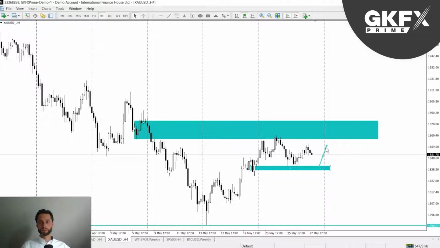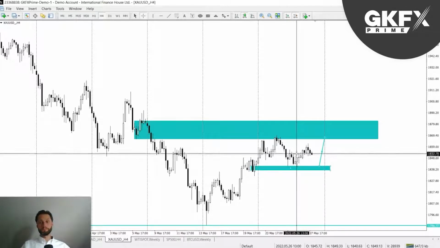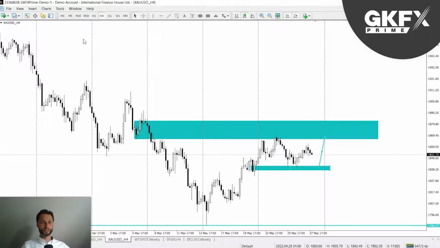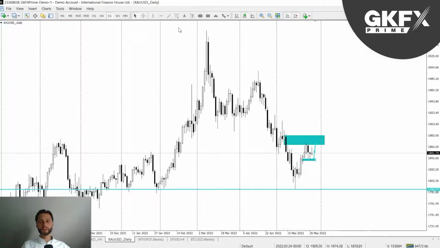Possibility that will create an even better price and then jump back up here. But we'll see what happens. Again, you want to combine price action, manage your risk, and really look at what price is doing at that point. The candles will tell you the story. So that's gold.